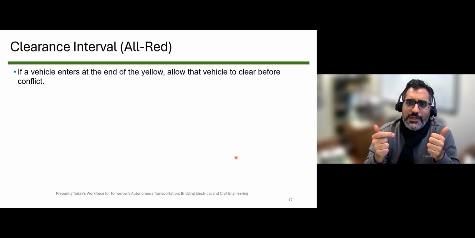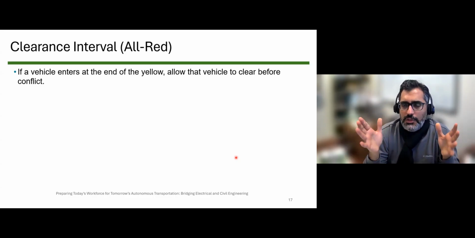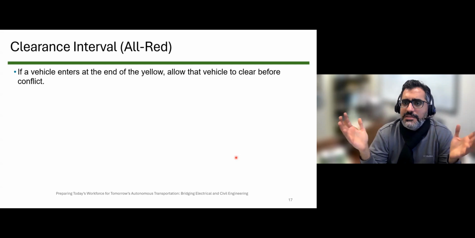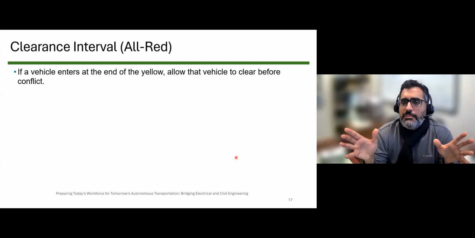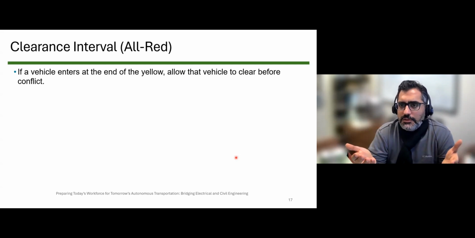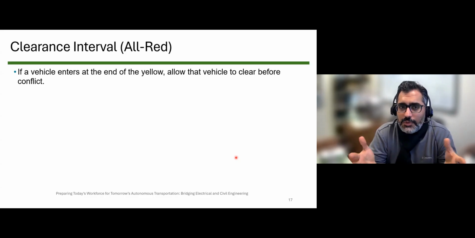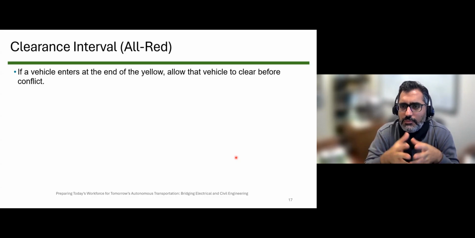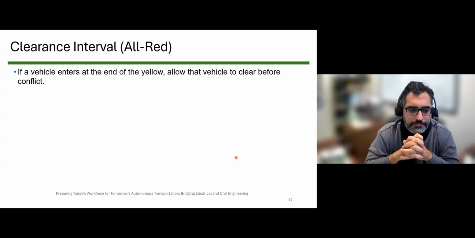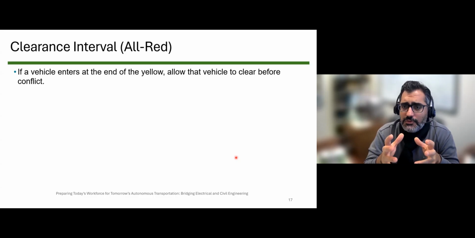If you enter the intersection at the very end of yellow, or let's consider the worst case scenario, you are a red light runner. You enter the intersection, you just made a bad decision. I'm sure it has happened to all of you, that you are approaching a signalized intersection, the signal turns to yellow, and you don't know what to do. We call it the dilemma zone. You don't know if you have enough time to stop or enough time to cross the intersection. So let's say you decide to cross and you happen to be a red light runner.